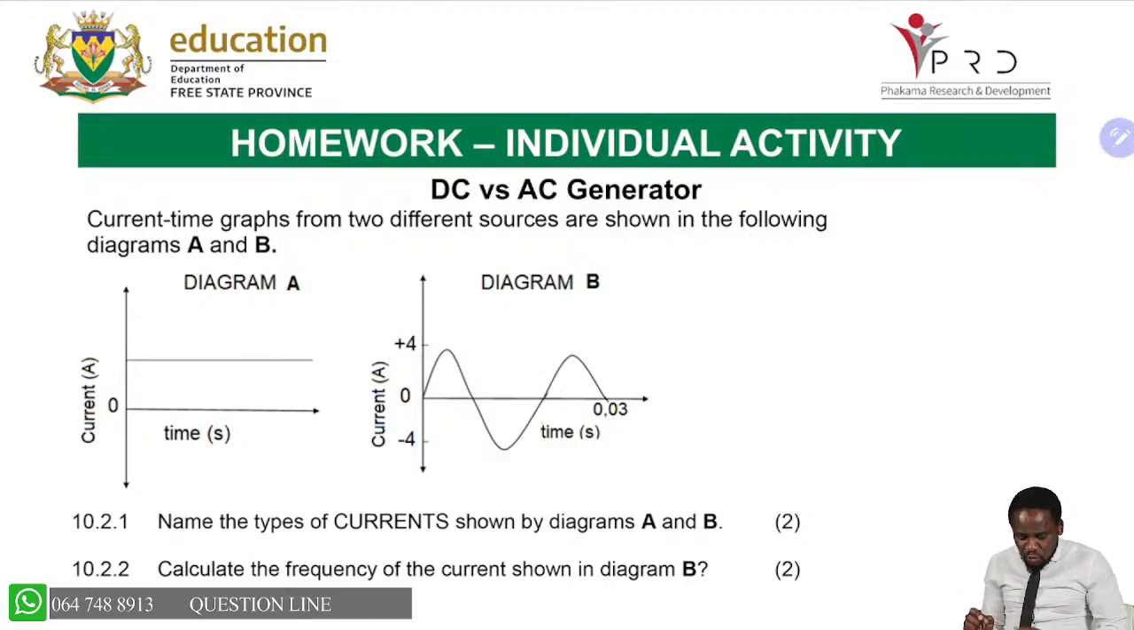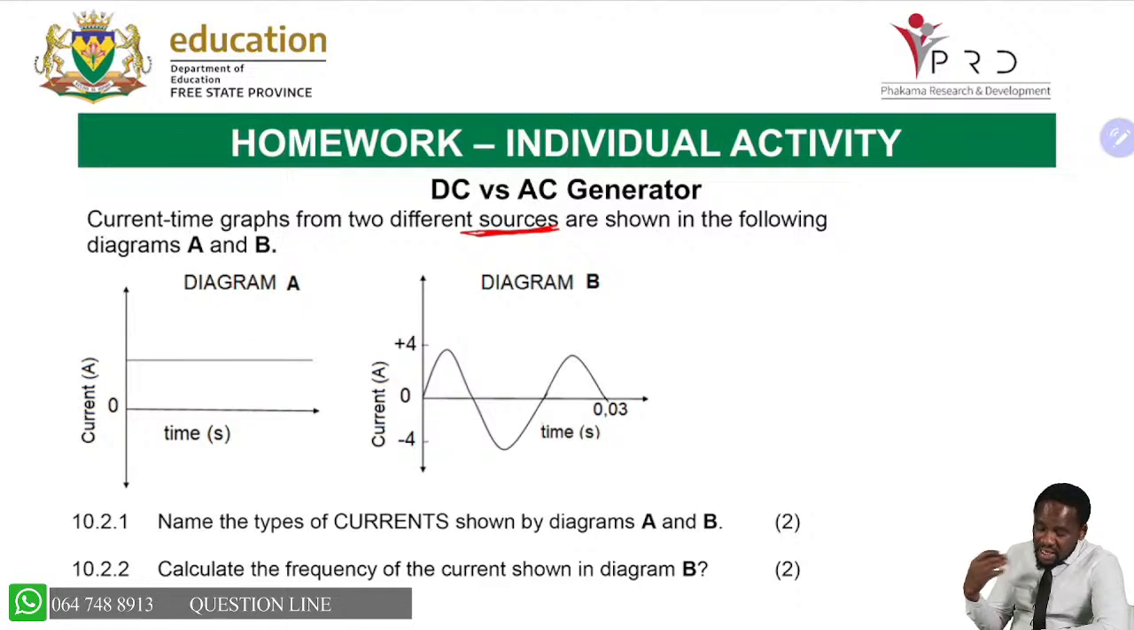Now, as I've indicated earlier, I think it's equally important for us to also compare the two. I wanted this to be a homework, but I felt it's important that we take a discussion so that it guides you when you do more homework or practice activities. It says here, the current versus time graphs from two different sources are shown in the following diagrams, A and B. There can be only two sources according to our knowledge: either a DC source or an AC source.